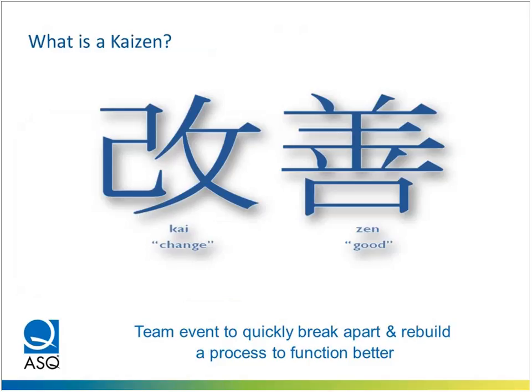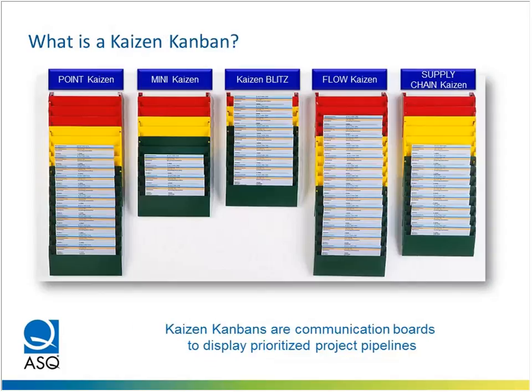Traditionally, a Kaizen is a team event to break apart something and rebuild better, in particular focusing on processes. A Kaizen, we will try to find a process, we'll take it apart, analyze it, and put it back together in a way that it will function better. That's a typical definition of Kaizen. A Kanban is another Japanese word, which is used for communication boards.